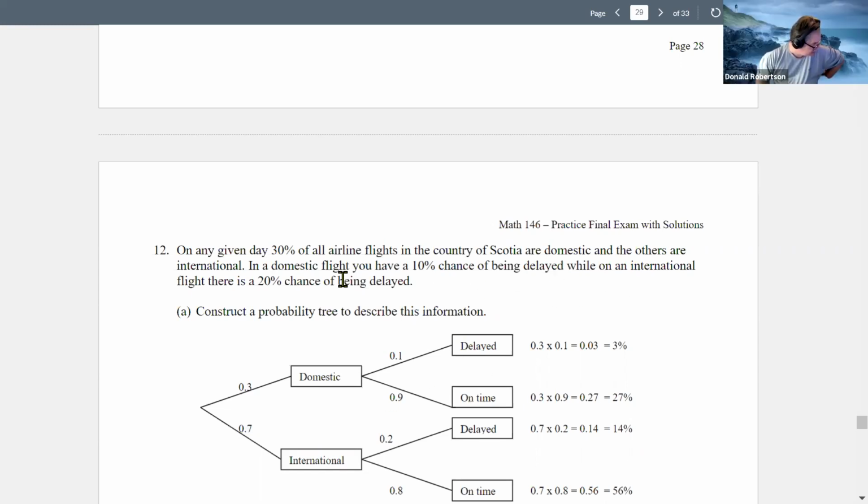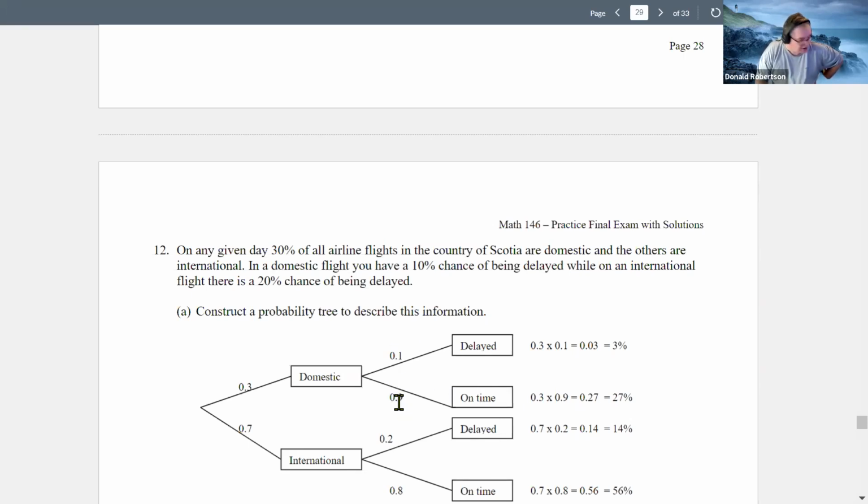Now, for each kind of flight, domestic and international, some are delayed and some are on time. So let's see what we get if we read on a little bit further. In the domestic flight, there's a 10% chance of you being delayed. So 10%, 0.1 being delayed. Now, if you're not delayed, doesn't that mean you're on time? So that's where the other 0.9 came from.